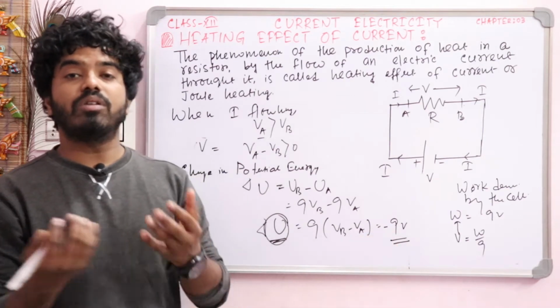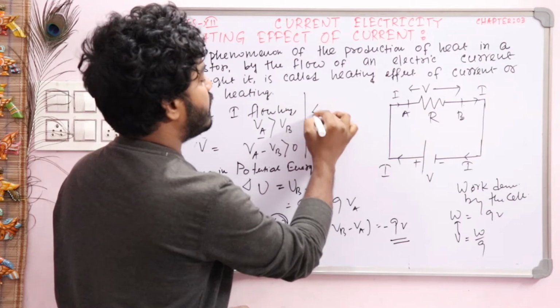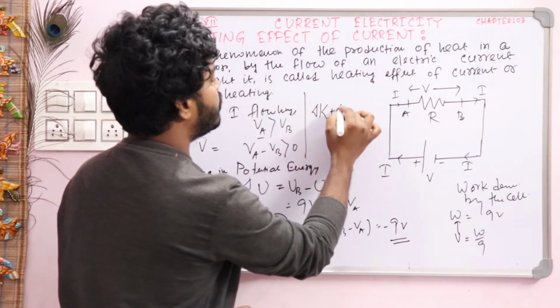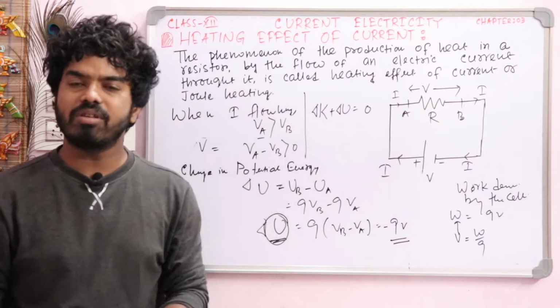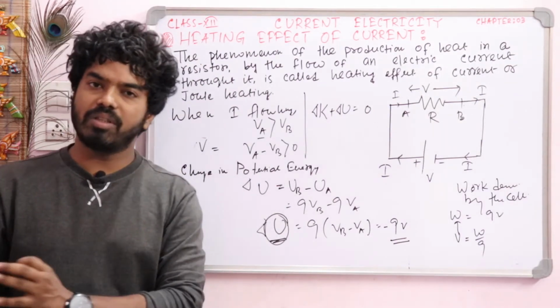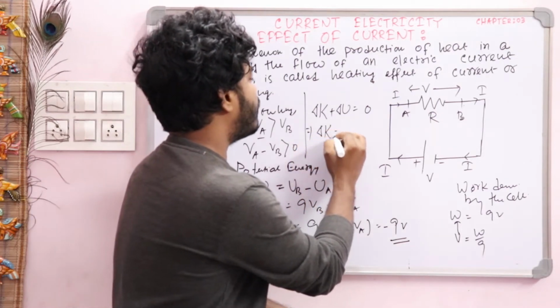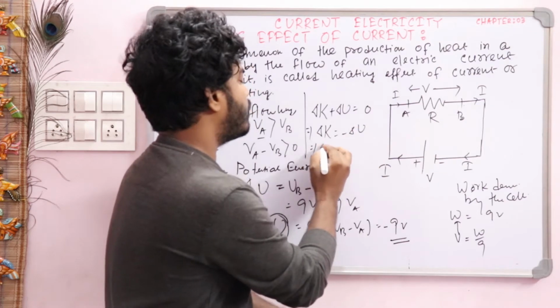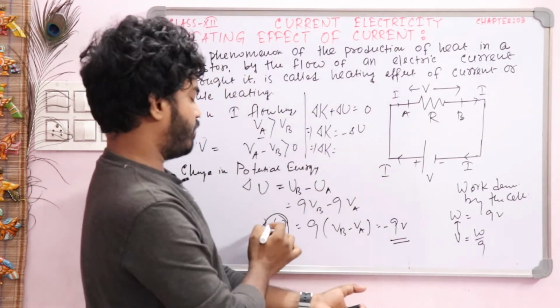Now you know the conservation law of energy. The conservation law of energy says that the change in potential energy plus the change in kinetic energy always remains constant. That is, the sum of delta K plus delta U is equal to 0. So from here you can say delta K is equal to minus of delta U. So delta K is equal to minus Q into V, which is represented as delta U.